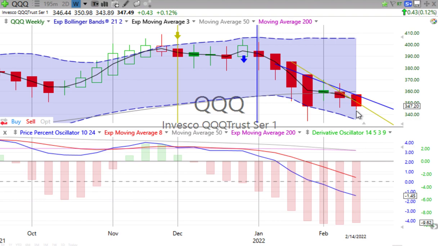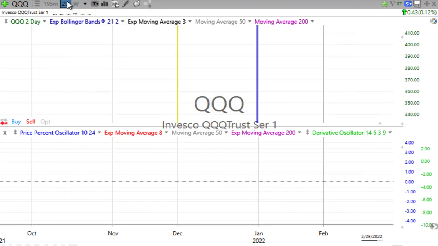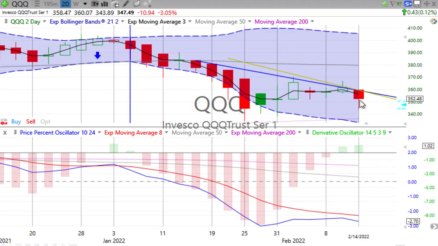It's probably based on the fact that the Nasdaq was up just a little bit for the day. What about the 2-day? We have a red down candle, has a wick on the bottom, a rather long one, about the width, about the length of the candle, if not longer. Derivative oscillator also still positive, but again, that's just that oscillation from the prior days. And as we look at the price percent oscillator, it's kinking over, going down, similar to the S&P.